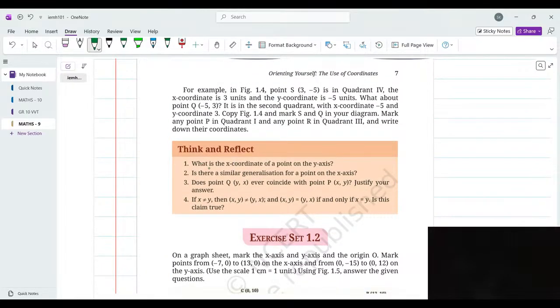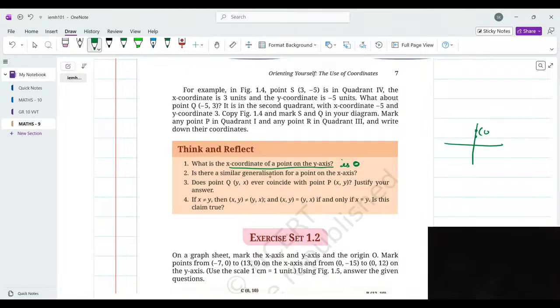Now, what is the x coordinate of a point on the y-axis? We will move on to think and reflect. So what is the x coordinate of a point on the y-axis? Any point on the y-axis is going to have x coordinate 0. So the x coordinate of a point on the y-axis is 0.